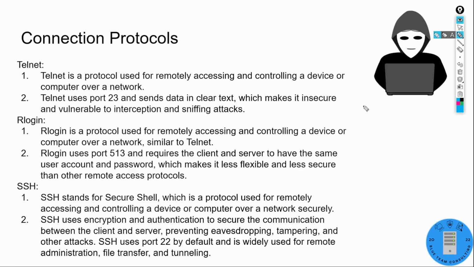Moving into connection protocols, we have Telnet, and this is a protocol that you can use to remotely access another computer from your computer over the network. It's going to use port 23, and it sends data in clear text, which makes it insecure and vulnerable to interception or sniffing attacks. So sending data over the wire, if it's not encrypted and it's going out in clear text, that means anyone who's using a network sniffing tool like Wireshark can actually see your credentials that are getting sent over or any data that you're exchanging. TCP port 23.